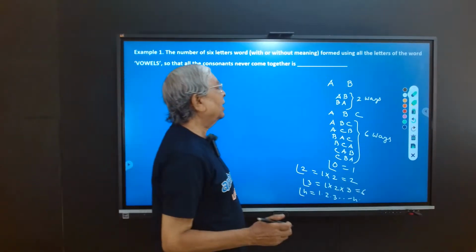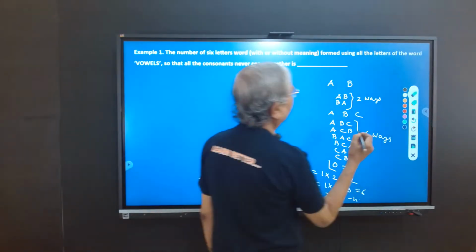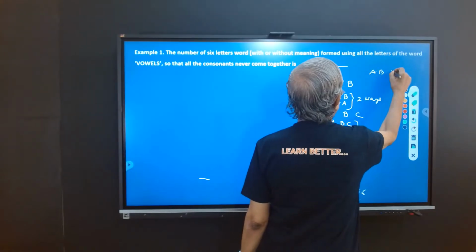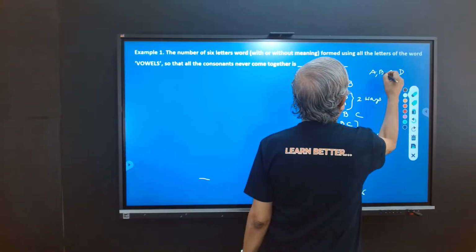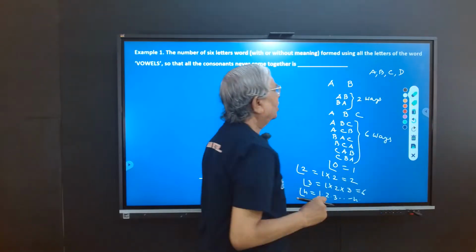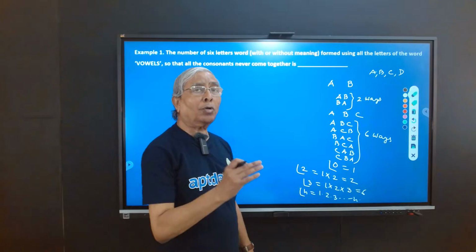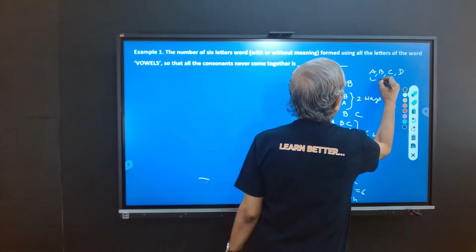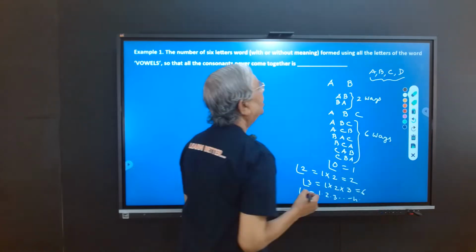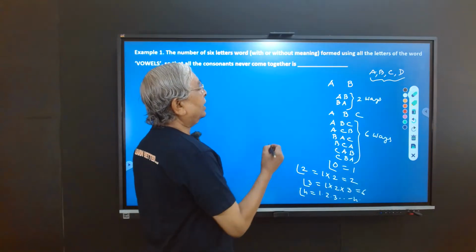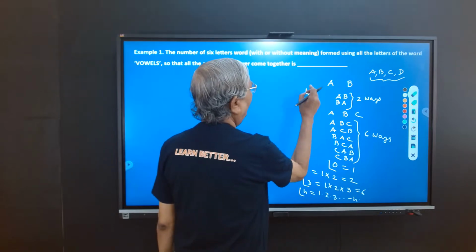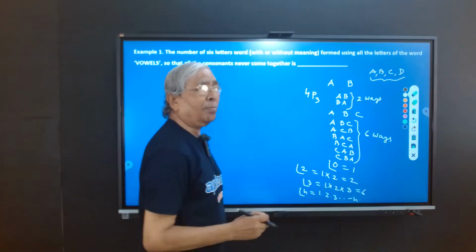Now suppose we have 4 letters, say A, B, C, D. We have 4 letters A, B, C, D. Now we are taking 3 out of 4. So 4 letters are there, and I am taking 3 among them. So what is the notation? We write here 4P3. That is permutation of 4 things taking 3 at a time.